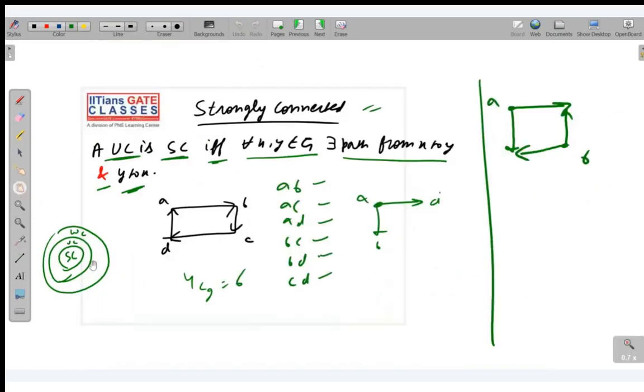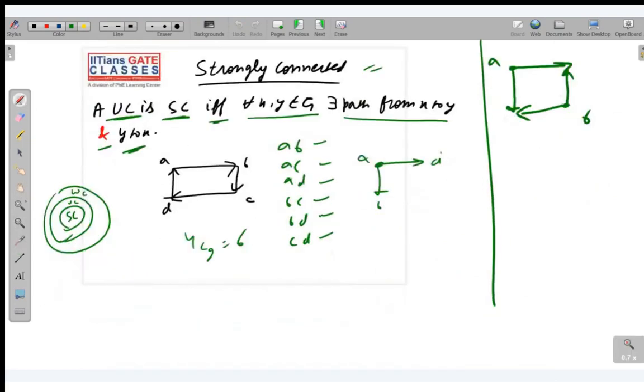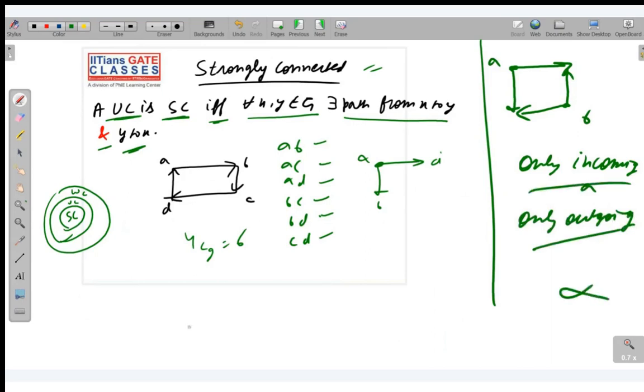So in strongly connected, let me write that point. And here itself I have shown you, see this. There are two outgoings and two incoming. So that will create problem. Only incoming creates problem. Only incoming or only outgoing, whatever may be the case, you will say it is not strongly connected.